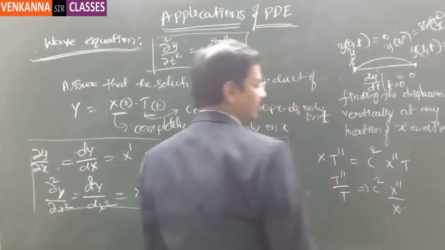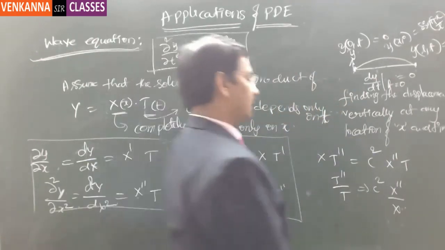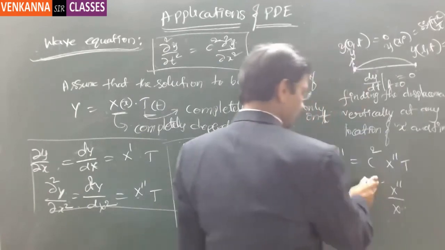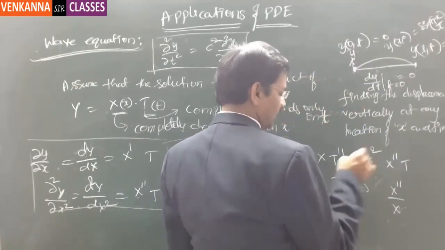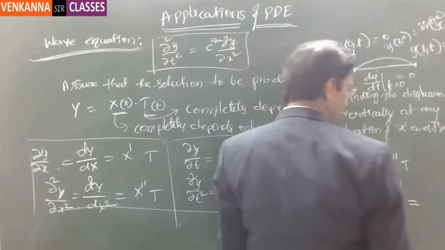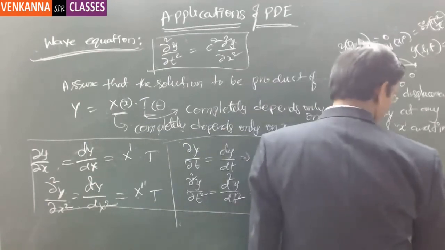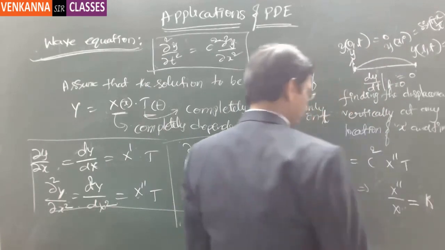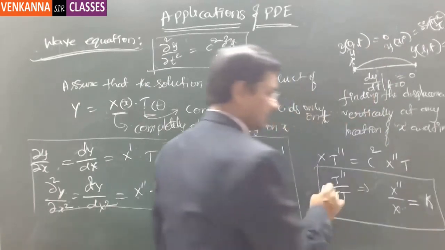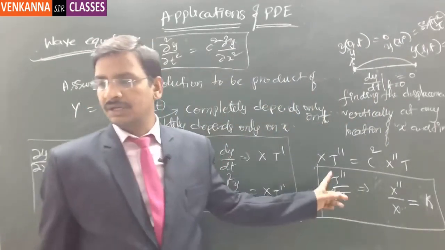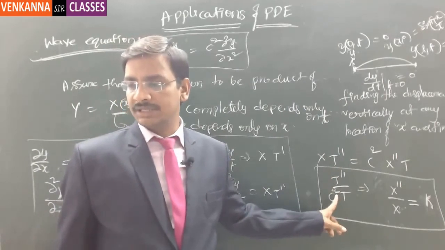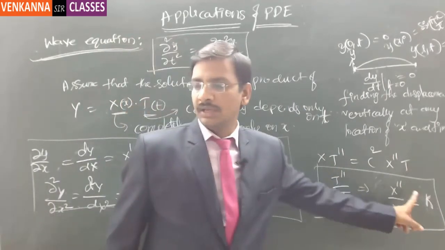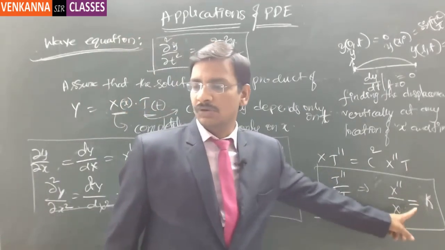X double dash by x. Now, let us say I bring this to here, c square, and then this ratio I call, let us say, k. So if you separate it, t double dash by c square t is equal to k, and x double dash by x is equal to k.